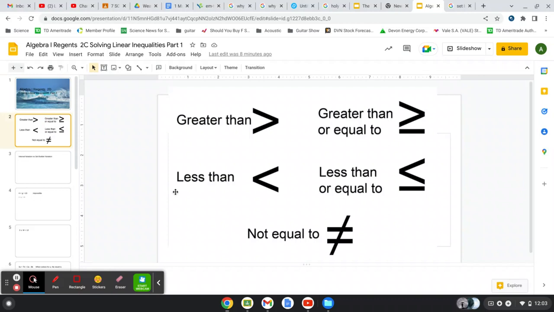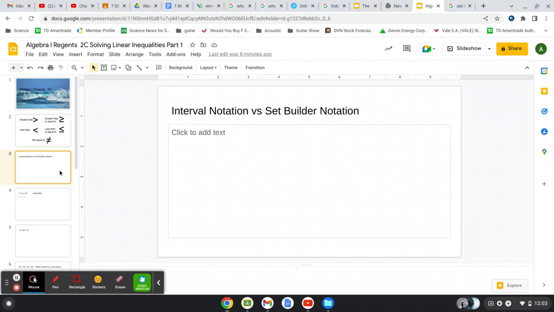So these are the symbols. We went over them last video. And we also talked about interval notation and set builder notation. So let's just concentrate on that for a minute here. Let's get our pen going. Let's start with red.